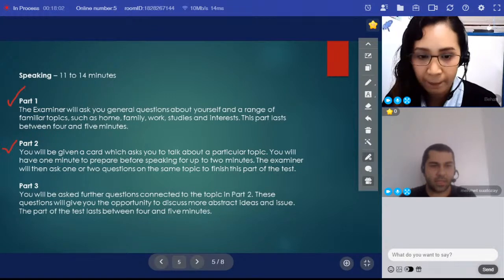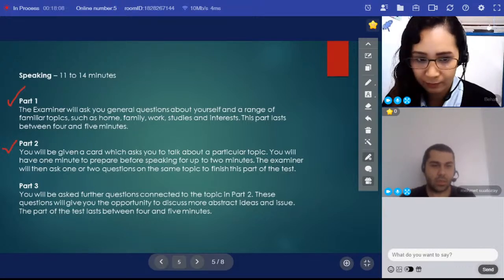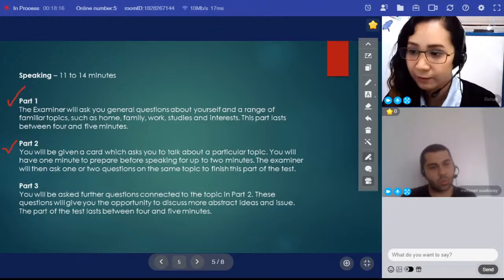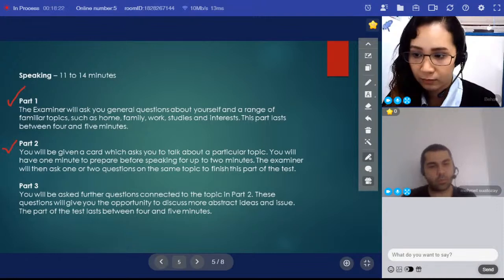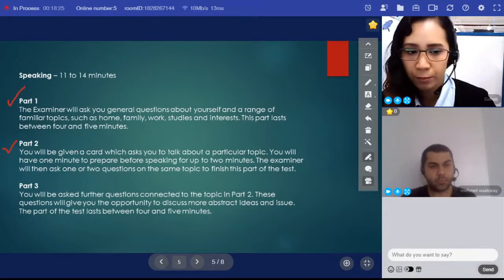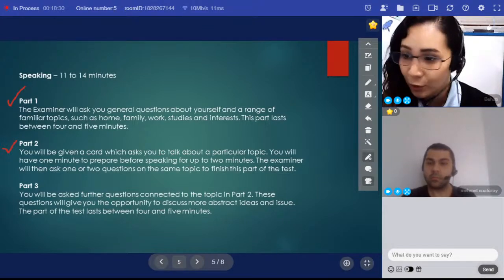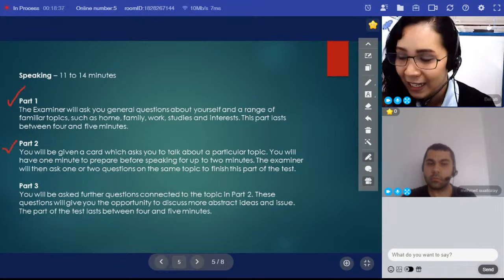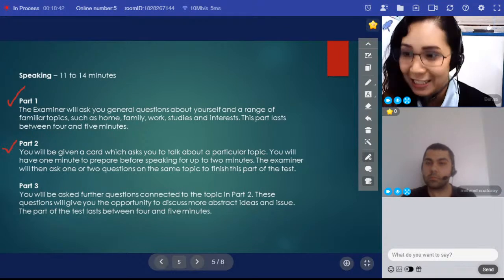You will be given a card which asks you to talk about a particular topic. You will have 1 minute to prepare before speaking for up to 2 minutes. The examiner will then ask one or two questions on the same topic to finish this part of the test. So in part one, the examiner will ask you some questions and then you answer. In part two, the examiner will give you a topic. Now, to prepare for this particular topic, you're given 1 minute to prepare.